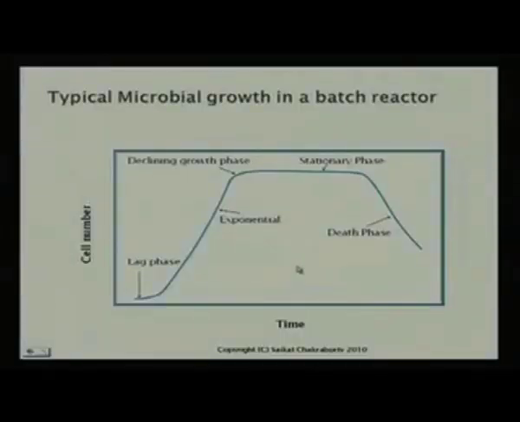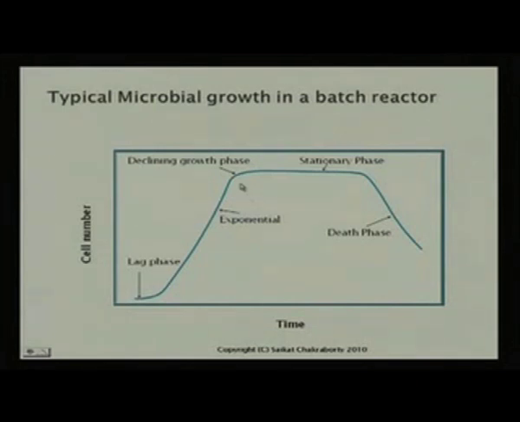So if I can go back to the old slide here of typical microbial growth in a batch reactor, this is how it looked, if you remember, the cell number versus time. There's a slight lag phase for the growth to start, and then there is exponential growth, and then there is a stationary phase, and then there is a decay. During the exponential part of the growth phase, only the growth of the bacteria occurs. During the stationary phase, what happens?